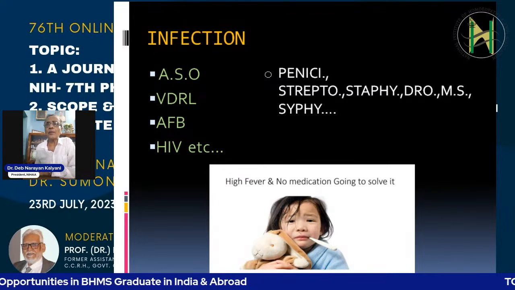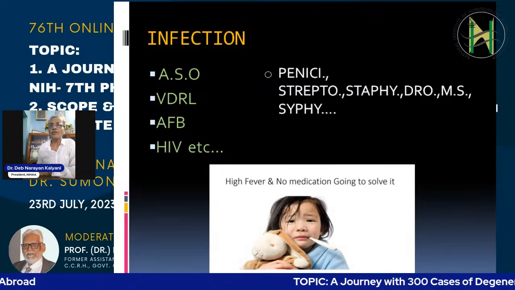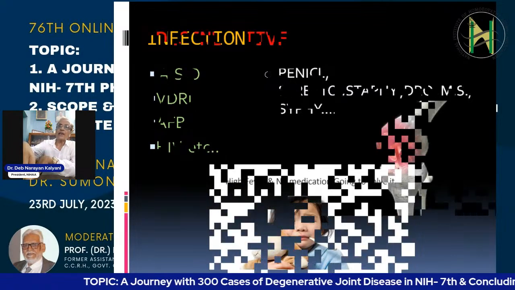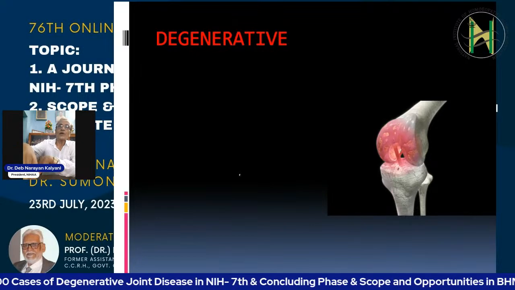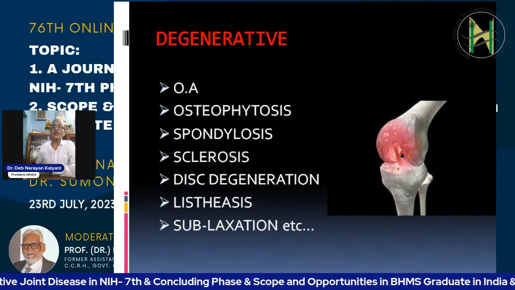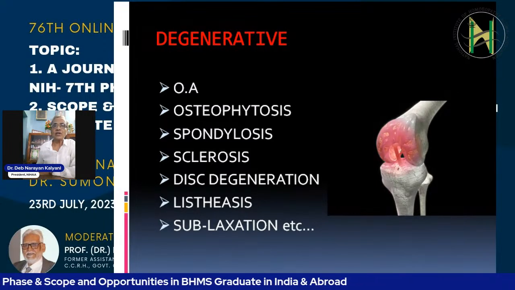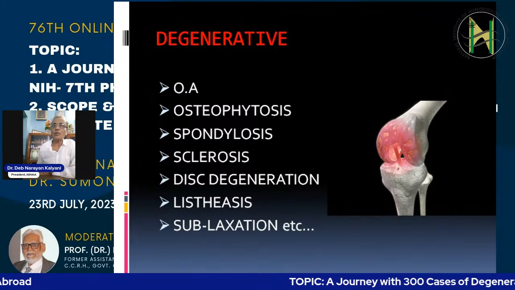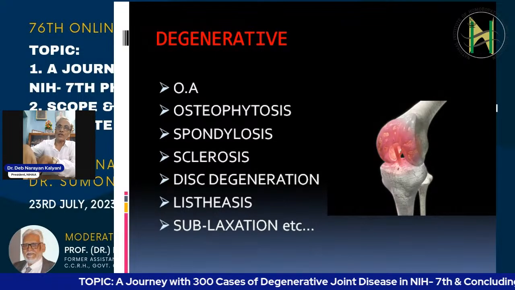These are the very common drugs from the repertory. All of you know that. Penicillinum, streptococcinum, staphylococcinum, drosera, and so on. These drugs may come into the picture, but they are not the only drugs for the disease. Now, degenerative conditions, we have learned: osteoarthritis, osteophytosis, spondylosis, sclerosis, disc degeneration, disc cases, subluxation. All the cases we have shown in our previous presentations, previous phases, show that homeopathy can boldly cure those cases.